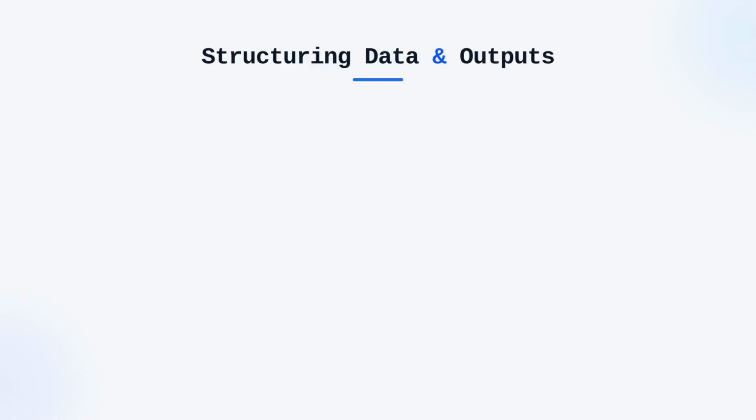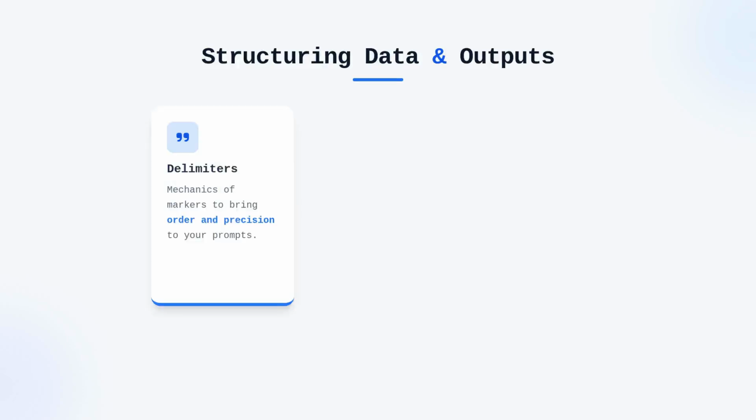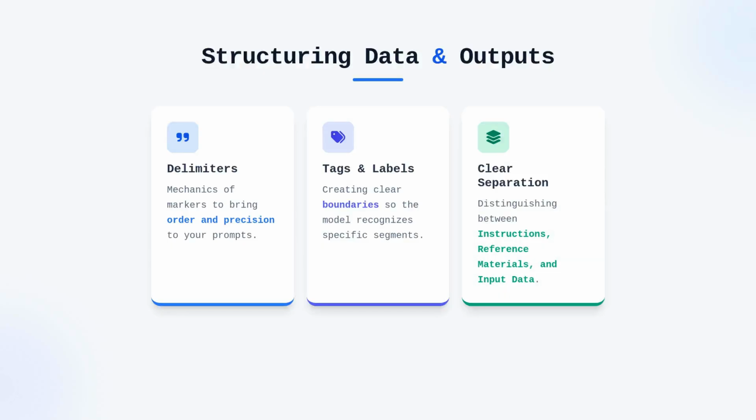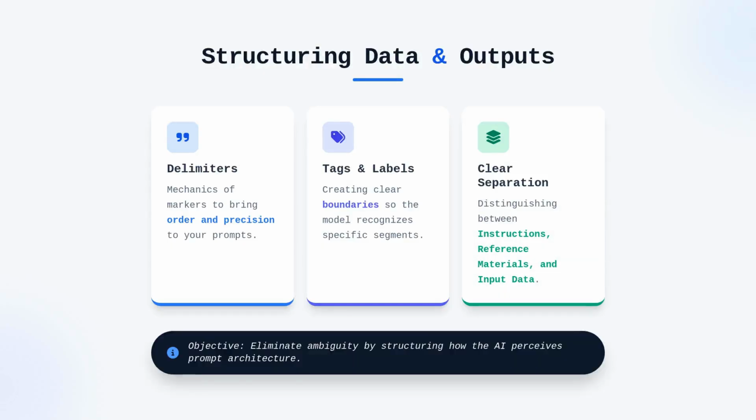Welcome back, and today we turn our attention to the chapter on structuring data and outputs, starting with the mechanics of delimiters and tags to bring order to your prompts. We will explore how to use structural markers to ensure the model distinguishes clearly between instructions, reference material, and input data.